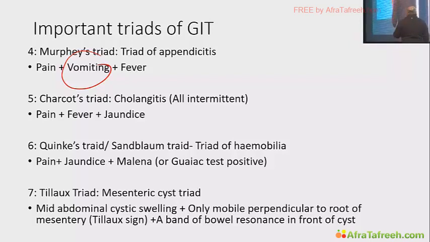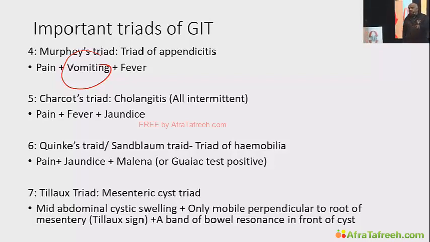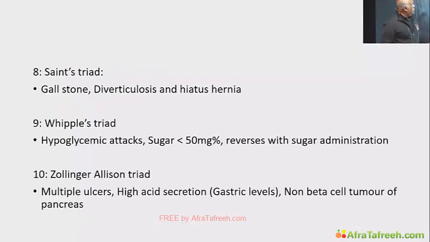This is Quincke's triad. Telfer's triad was asked last year in UPSC and 2 years back in NEET. This is for mesenteric cyst, okay? Mid-abdominal swelling, mobile only in one direction, at right angle to the root of the mesentery, and a resonance in front of it. Some triads are basically liver and gallbladder. Dr. Gaurav will discuss this. Gallstone, diverticulosis, and hypertension are Saint's triad. Hypoglycemic attack, sugar, and blood administration.